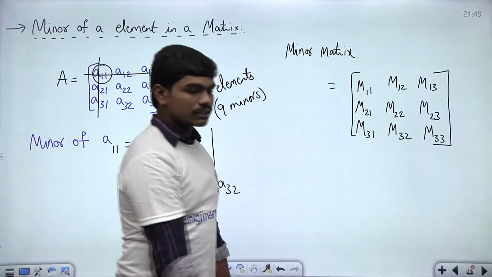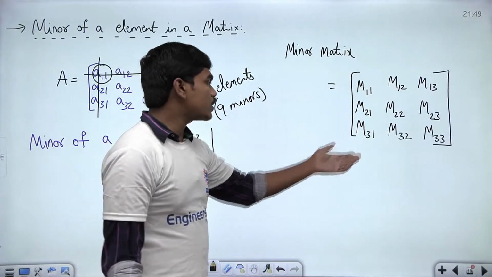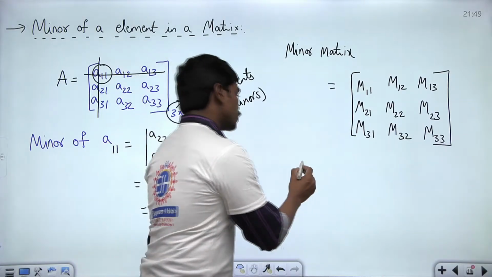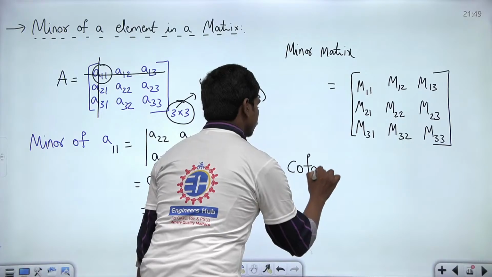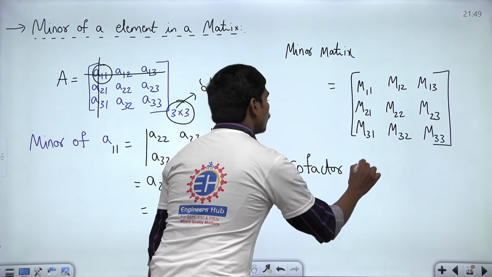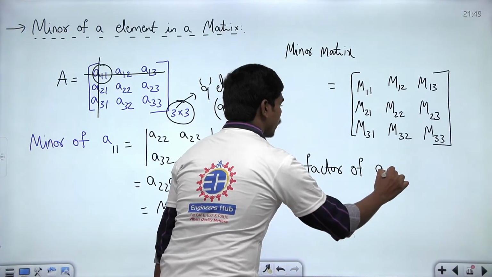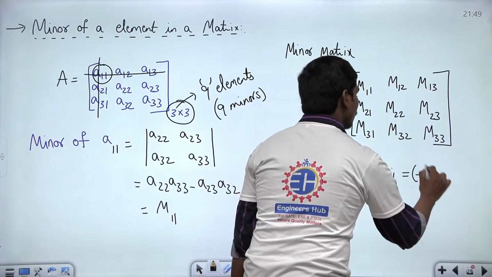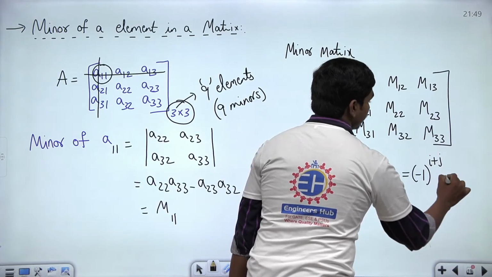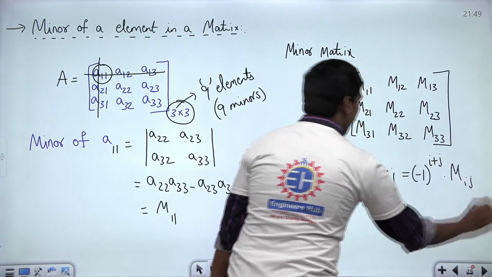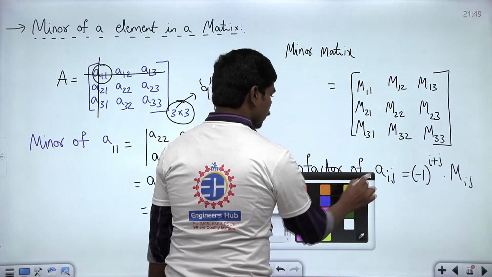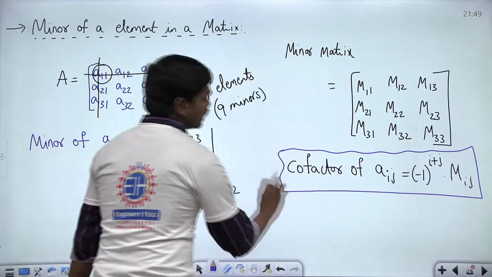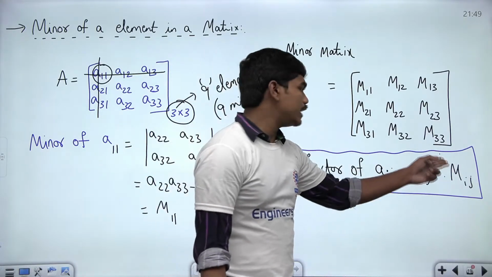Okay, so if this is the matrix, now once you know this minor matrix, let us try to calculate something called the cofactor of an element. So the cofactor of A11, or Aij in general, is nothing but (-1) to the power i plus j into mij. Okay, I hope you get the meaning. Can you all understand what this cofactor of Aij is, defined by (-1) to the power i plus j into mij?